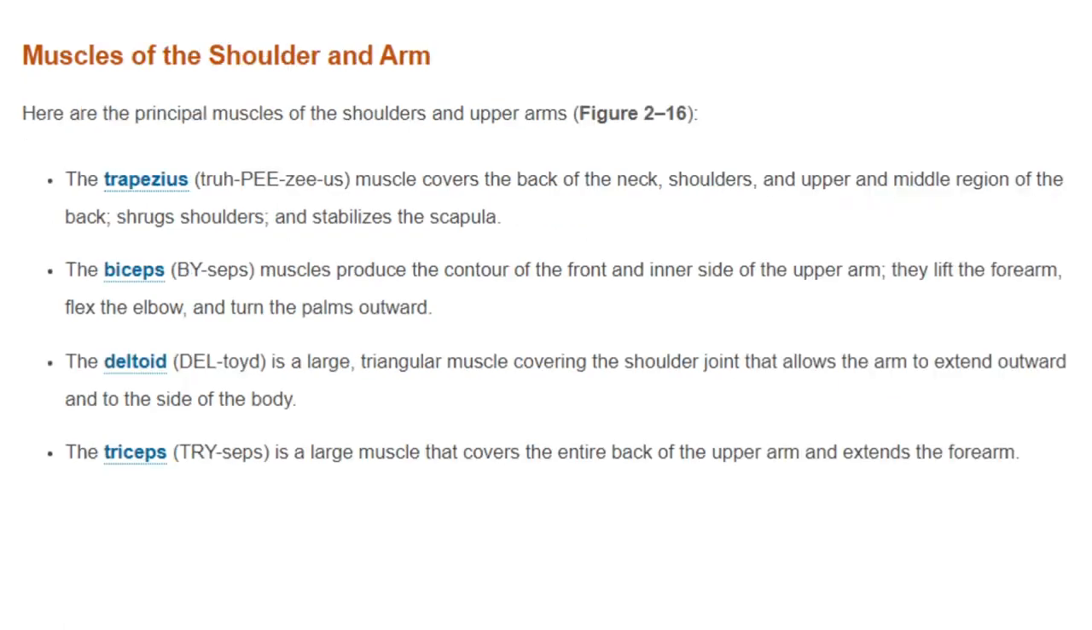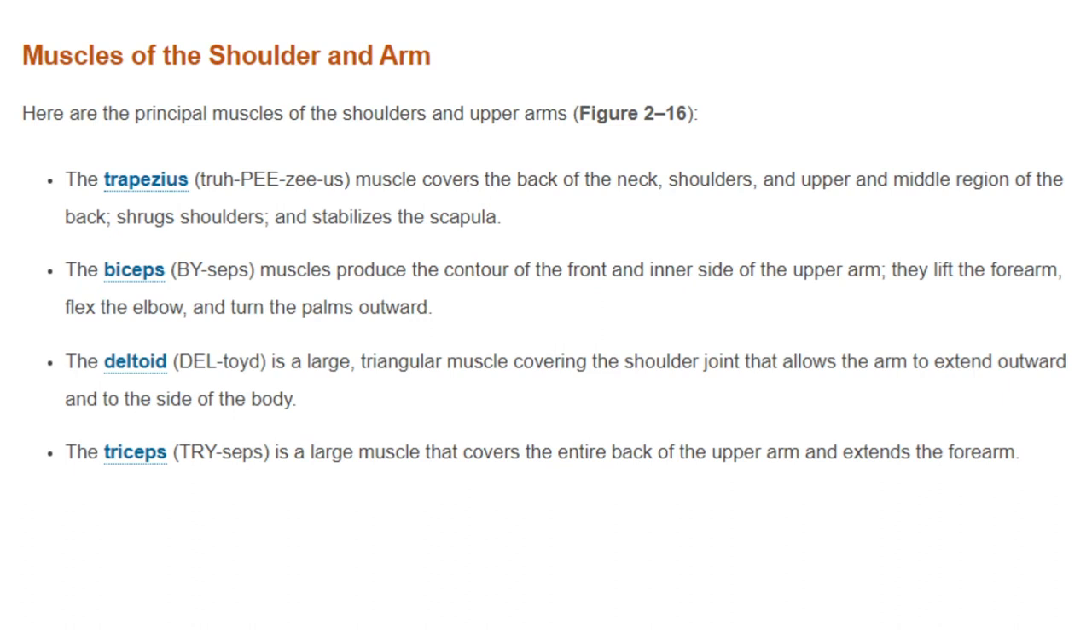Muscles of the shoulder and arm. Here are the principal muscles of the shoulders and upper arms, Figure 2.16. The trapezius muscle covers the back of the neck, shoulders, and upper and middle region of the back, shrugs the shoulders, and stabilizes the scapula. The biceps muscles produce the contour of the front and inner side of the upper arm. They lift the forearm, flex the elbow, and turn the palms outward. The deltoid is a large, triangular muscle covering the shoulder joint that allows the arm to extend outward and to the side of the body.